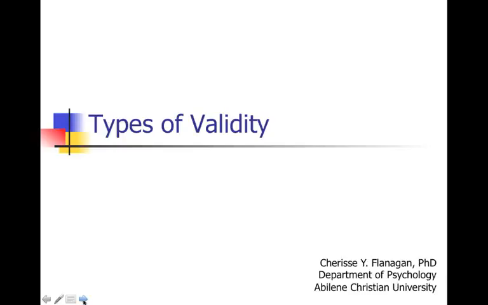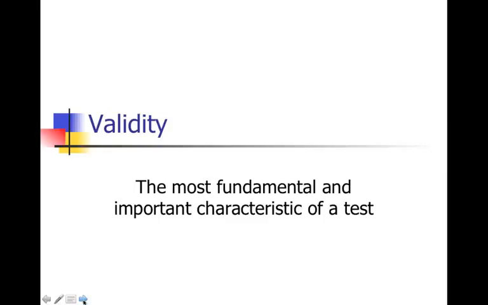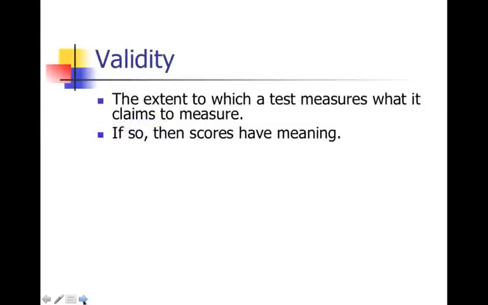In today's segment, we'll be talking about types of validity. First of all, validity is the most fundamental and important characteristic of a test. It has to do with whether the test is measuring what it claims to measure. If it does, then scores have meaning. For example, if a depression test is actually measuring whether someone has depression, then that's validity.